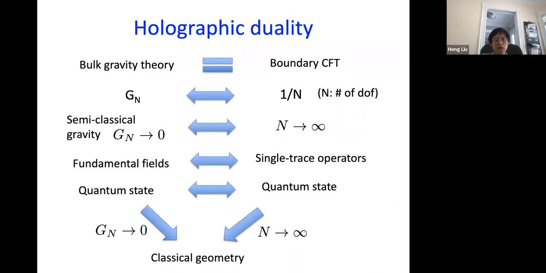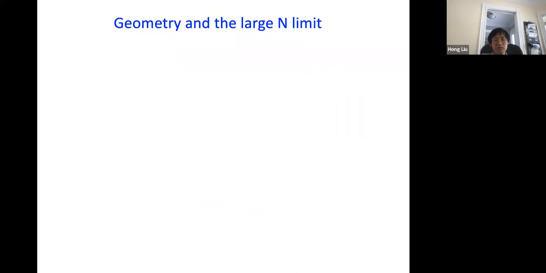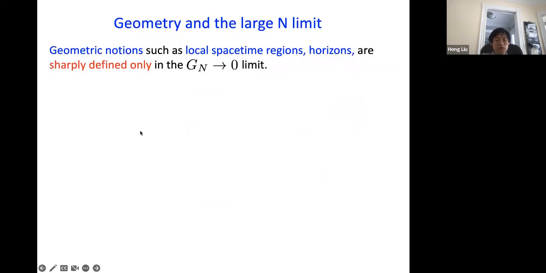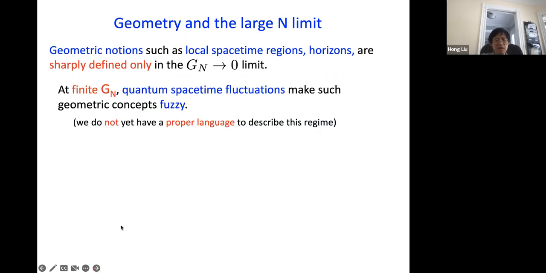Good. So let me say a few further words. Geometric notions, such as local spacetime regions and horizons, are strictly defined only in the G Newton goes to zero limit. If you have a finite N, the quantum spacetime fluctuations make such geometric concepts fuzzy. So right now we don't actually have a proper language to describe this regime of finite G Newton.